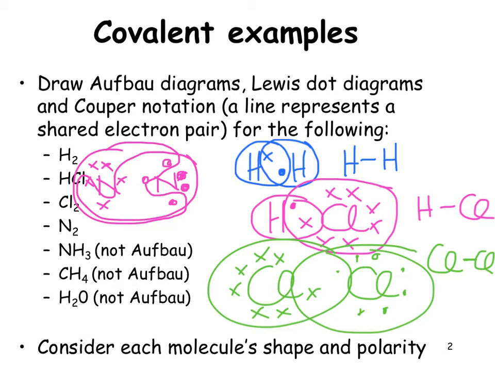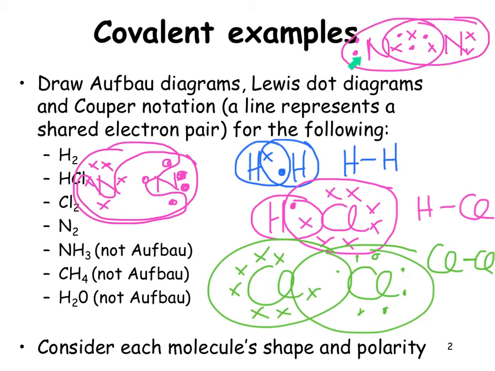So I'm going to draw it a little bit neater. I know that they're going to share 3 electrons, so I'm going to put those 3 electrons in the middle, like that, and we're going to say those were shared and those were shared. This nitrogen now thinks it's got 8. This nitrogen now thinks it's got 8. And therefore each of them is sharing 3 electrons with the other one. So it's 3 electron pairs that are shared.